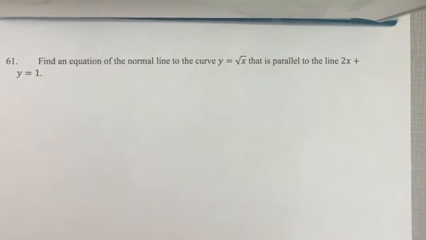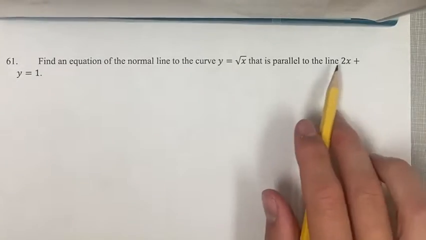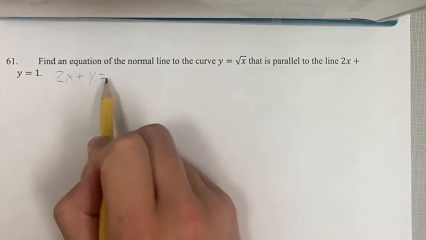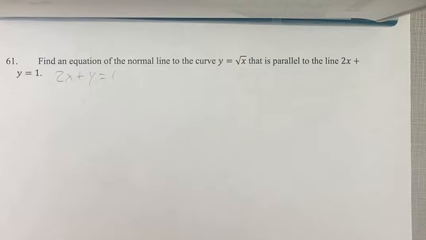In this problem we're looking to find the equation of the normal line to the curve y is equal to the square root of x, where this line is parallel to this line 2x plus y is equal to 1. So we rewrite this line right here. If we know that the equation of the normal line is parallel to this line, then we know that they're going to have the same slope.